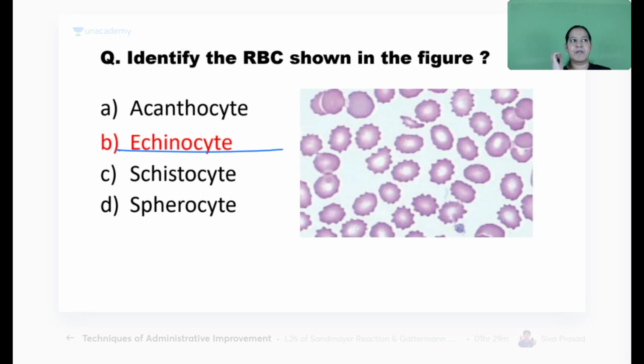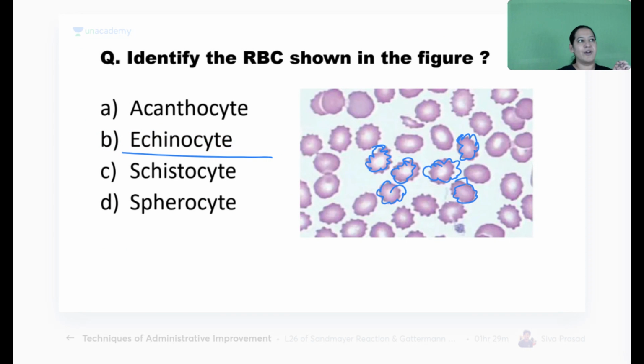Now look at your question and identify. You can see multiple RBCs. You can see spiculated or crenated margins. Spiculations are more in number, but they are less sharp. So these are echinocytes, also known as burr cells. So answer may echinocyte ho ya burr cell ho, one and the same thing. So the correct answer here is B.